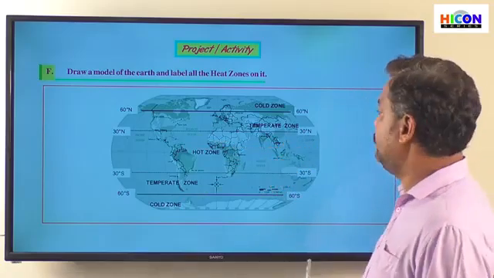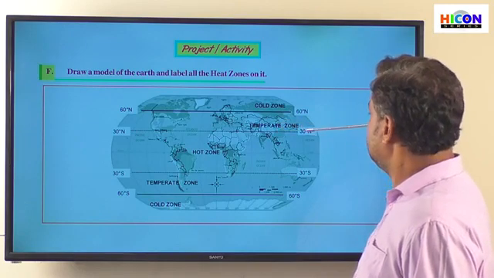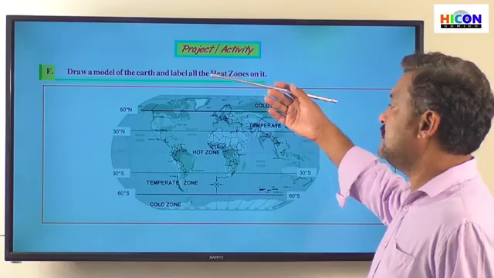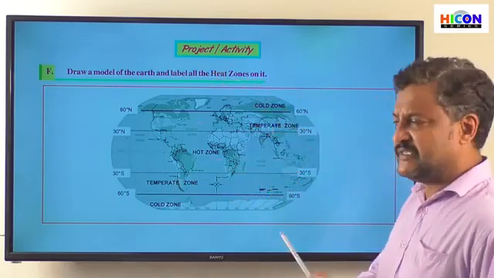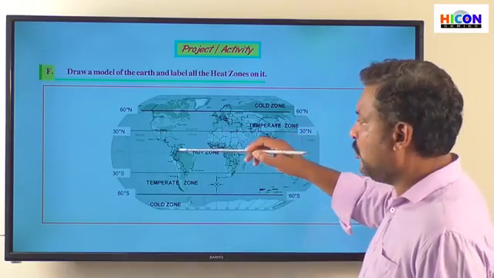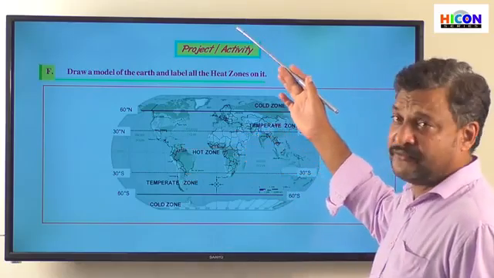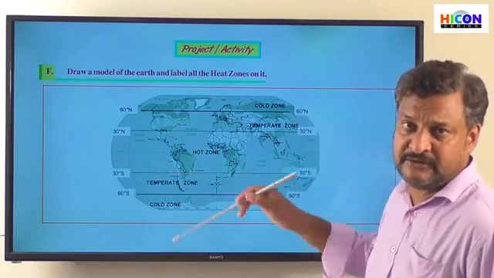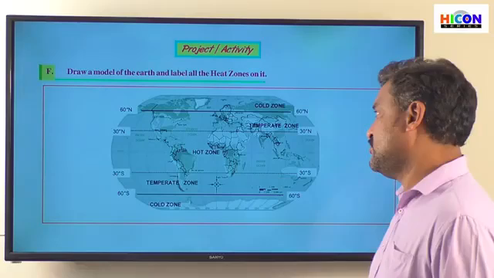Torrid zone. Where are they? 30 degree north to 30 degree south, meaning the Tropic of Cancer and the Tropic of Capricorn. Slight variations are there, right? So around the equator until the Tropic of Cancer in the north and the Tropic of Capricorn in the south, we have the torrid zone or the hot zone.